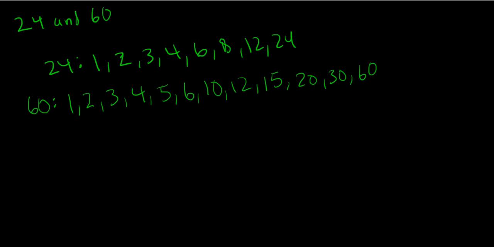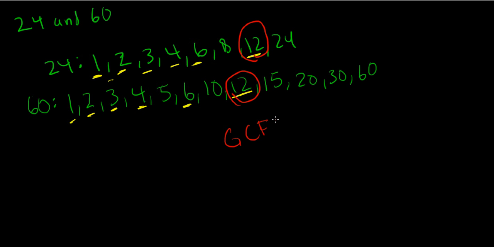Now let's look at the common factors between the two numbers. We can see that they both have 1, they both have 2, they both have 3, they both have 4, they both have 6, and they both have 12. So out of these factors, we can see that 12 would be the greatest common factor. So the greatest common factor of 24 and 60 is 12.